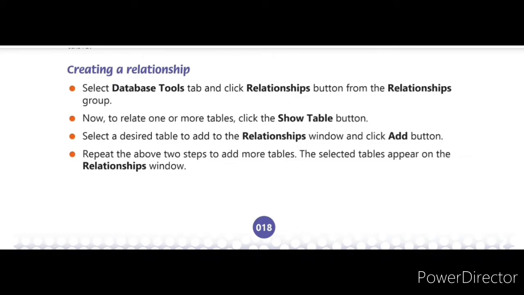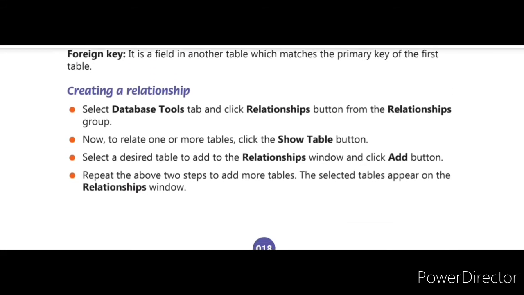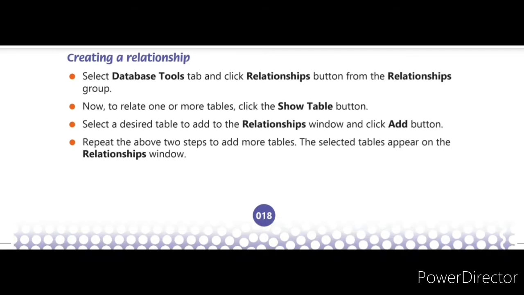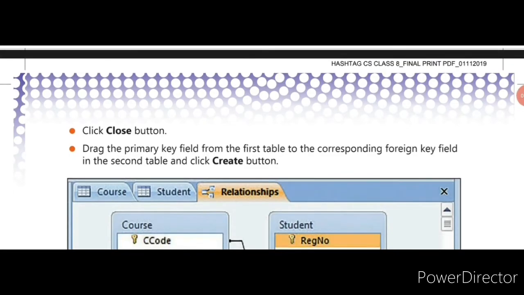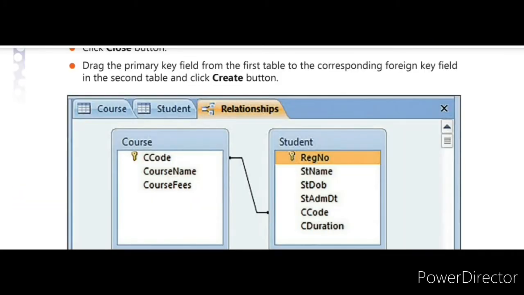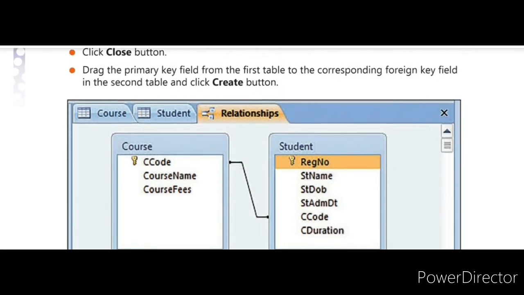So what are the steps to create a relationship? Select the database table and click the relationship button from the relationship group. To relate one or more tables, click the show table button. Select the desired table to add to the relationship window and click the add button. These steps are to be followed to add one or more tables. Now the tables appear in the relationship window. Click the close button. Then you need to drag the primary key field of the first table to the corresponding foreign key field of your second table. Then you need to click the create button.